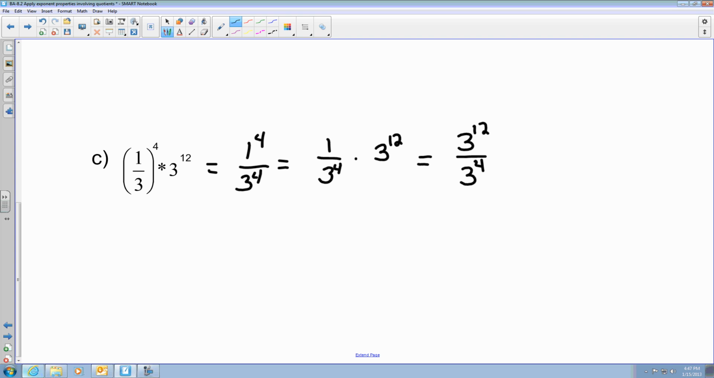Now we have the same base. We have a base of 3, both in the numerator and in the denominator. And we can use the quotient of powers property, and we can say that it's going to be 3, and it's going to be 12 minus 4, which equals 3 to the 8th power. I don't know what 3 times 3 times 3, 8 times equals, but I'll leave that as an acceptable answer.